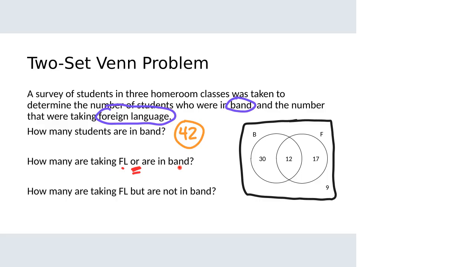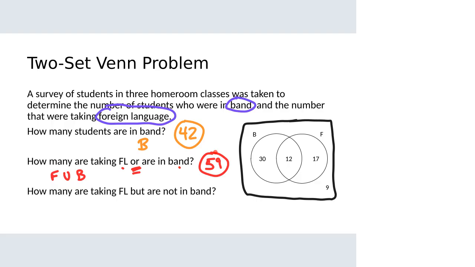While the first one was pretty straightforward, how many are in the band? That's just the set B. This time, how many are taking foreign language or are in band? So we're looking for the union of those two sets. If we were going to shade them, it would be all of this. And so when we go to count up how many people are taking foreign language or are in the band, we want to add these three numbers right here, 30 plus 12 plus 17. That's 42 and 17. Stephen was right, Sergio is right. 59 are taking foreign language or are in the band.